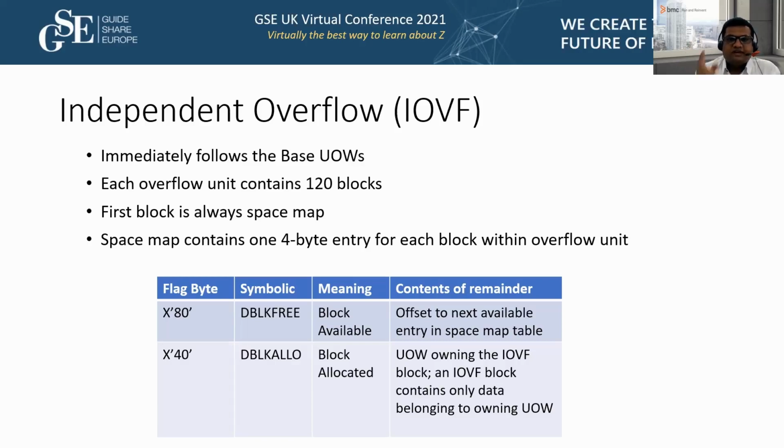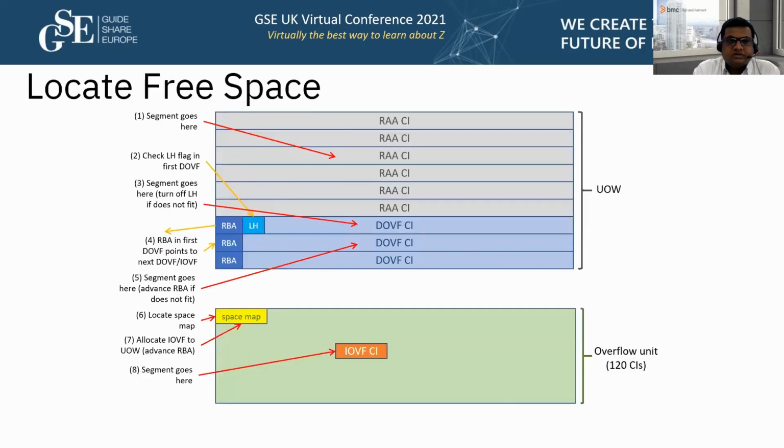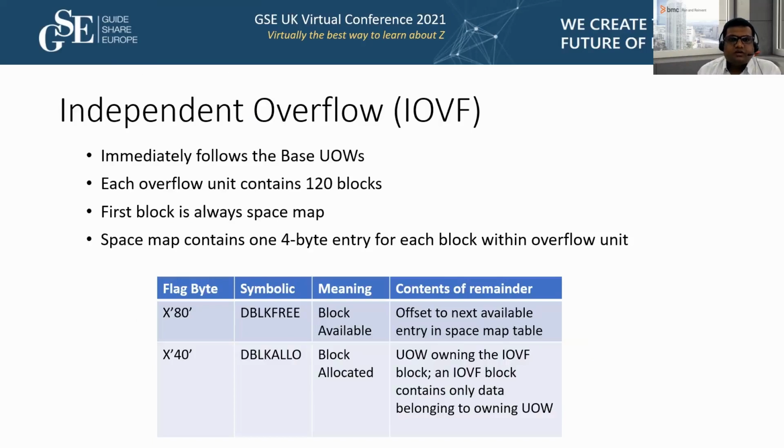Two important flags to remember in this are block available and block allocated. If block allocated is set, it means that it is allocated to a certain UOW. If block allocated is not set, it means that it is not allocated to any UOW, and it is free to be allocated to any new UOW to be processed.